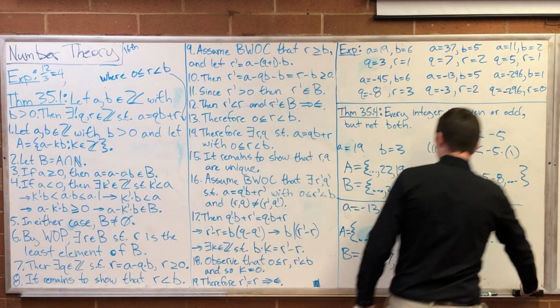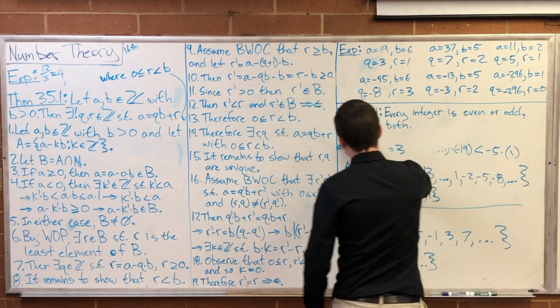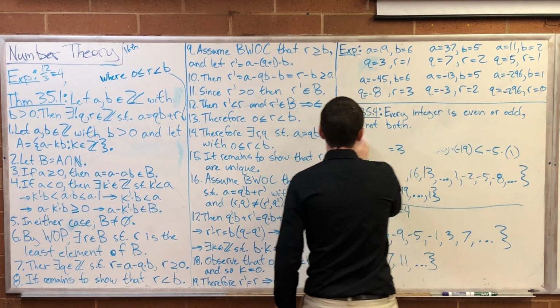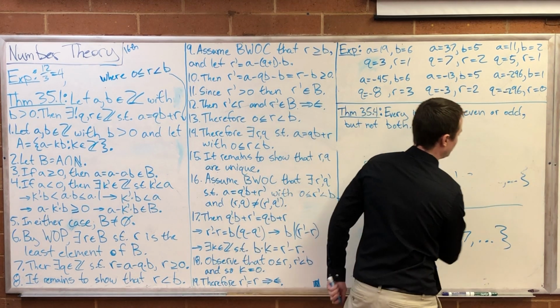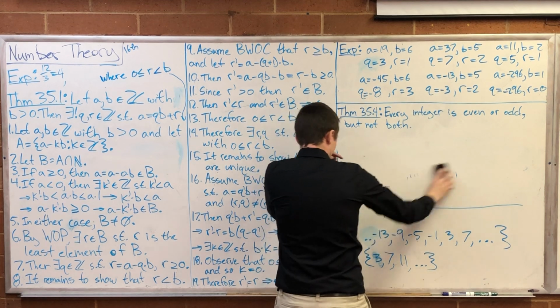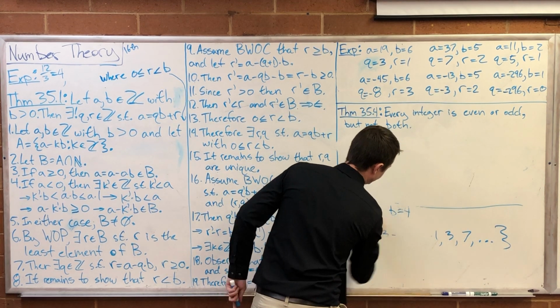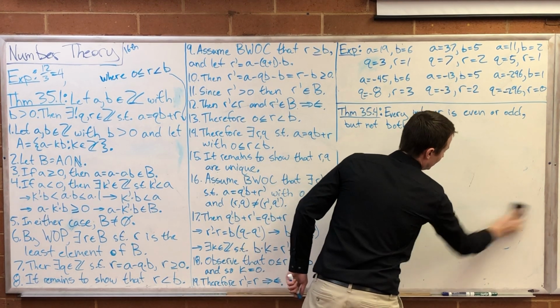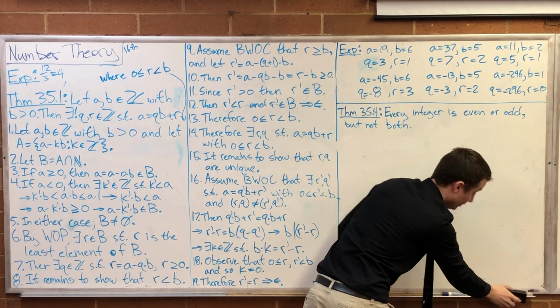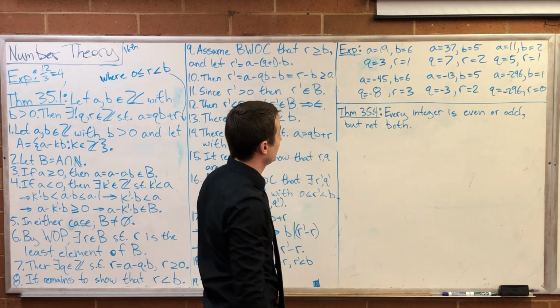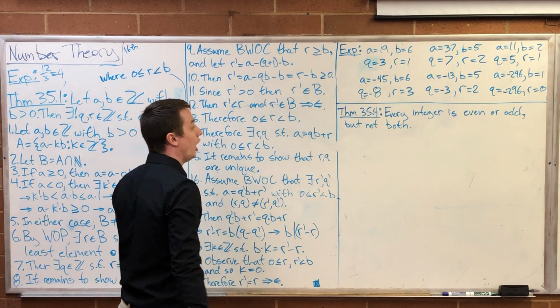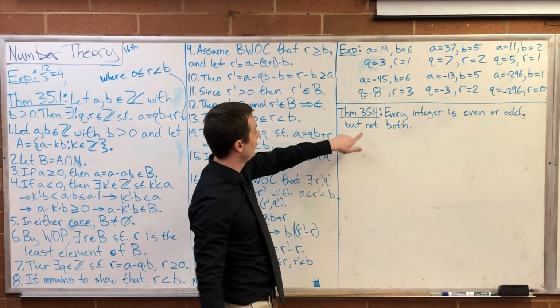Some simple proofs. Clean up the stuff that we just scribbled in here. How do we prove this? We proved one way, but we have to prove the other. So, really quick, every integer is even or odd, but not both. We proved the but not both.